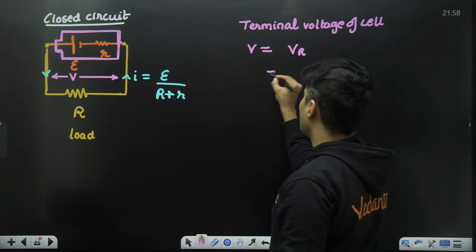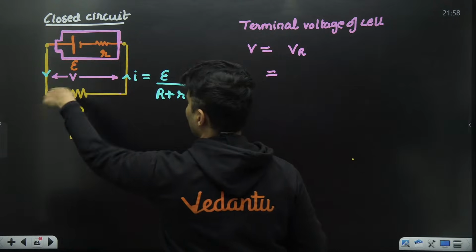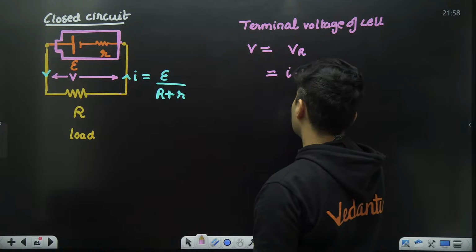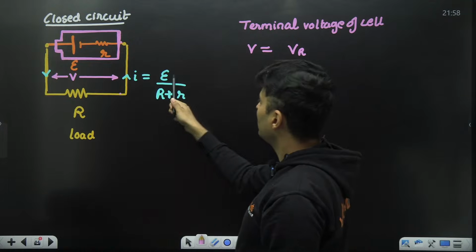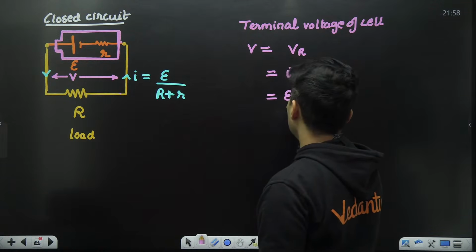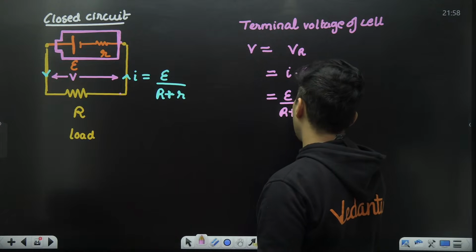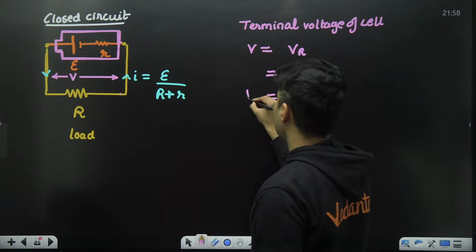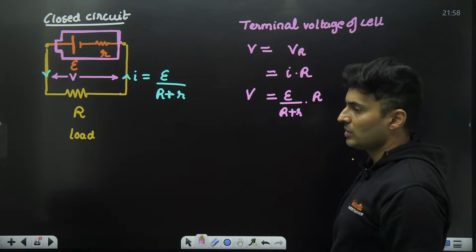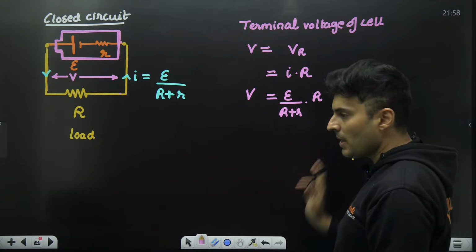So voltage across any resistor is the current multiplied by the resistance. Okay, what is the current? Current is this, so it will be E by (R plus r), multiplied by R. This is one way of doing it, correct?